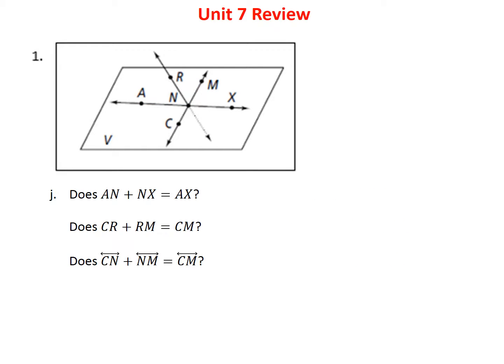In question 1J, we're asked whether certain segments and lines add up to other segments. Notice the first one, does AN and NX equal AX? Well, notice that the three are all collinear. They form a straight line. So in this case, we can use the segment addition postulate and say, yes, AN plus NX is going to equal AX. On the second one, notice that CR and RM, one goes up and one comes down, and they don't form a straight line.